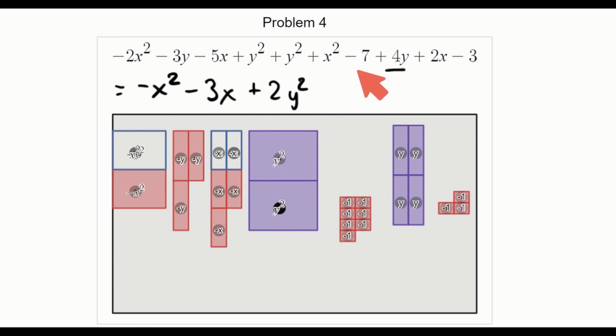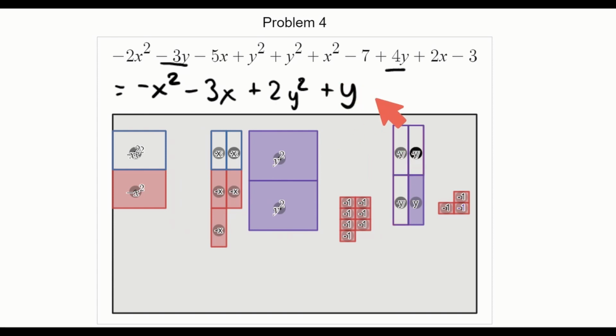Now let's go and check our y's. We have a 4y and a minus 3y. What's minus 3y plus 4y? These are opposite signs, so they're going to cancel out. So we're left with one positive y, plus y.